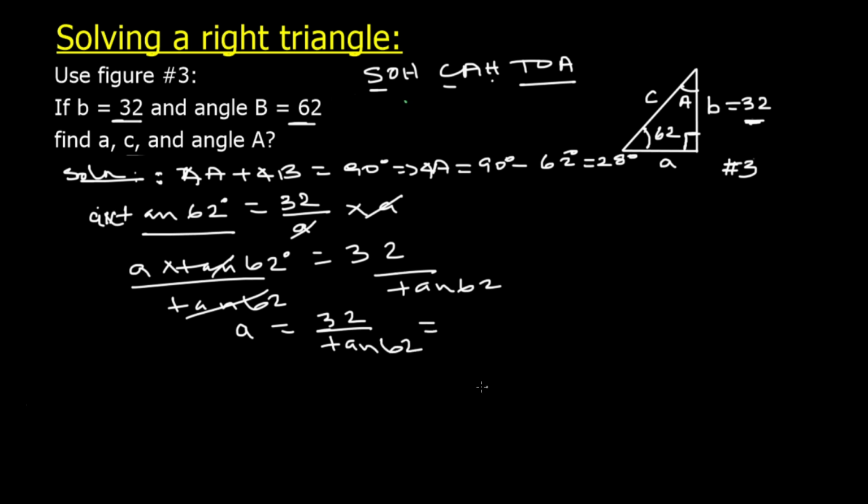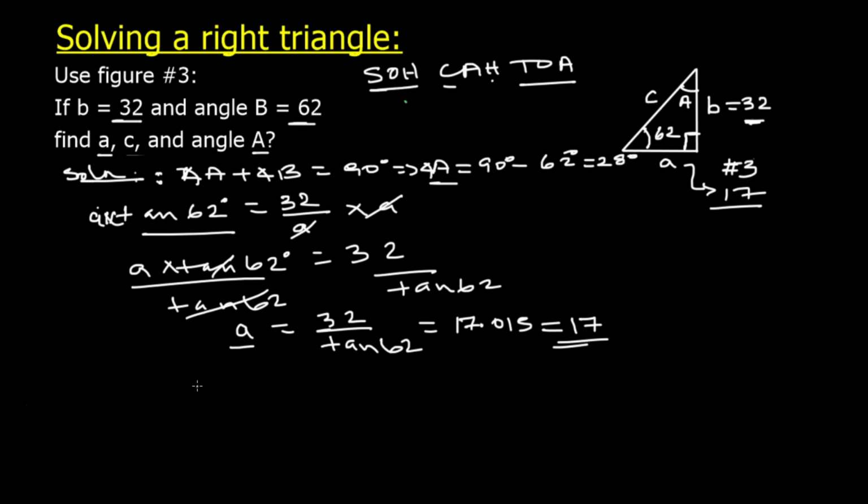I'm getting a value of 17.015. Let's call it 17. The length of side A here is 17. So what is left? We know A. We solved for angle A and the side A. So the only unknown remaining is C.